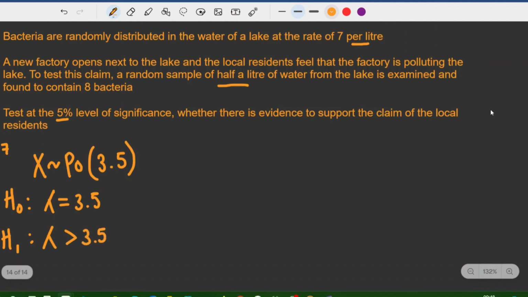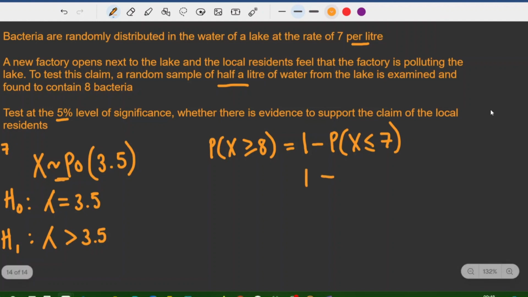And this is because the 8 bacteria is greater than 7 bacteria and greater than 3.5 as well. So we want to test at a 5% significance. And so we want to find the probability of when X is greater than or equal to 8. And this can be written as 1 subtract the probability of X less than or equal to 7. And you can use your calculator with this Poisson distribution to find that this is 0.97326, which gives you 0.0267, and this means the significance is 2.67%.